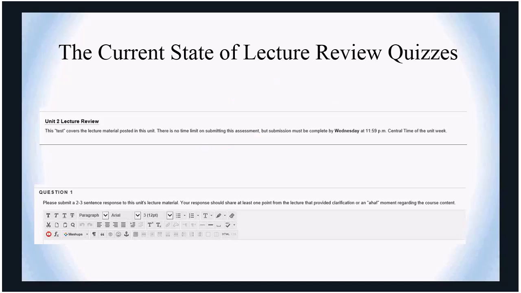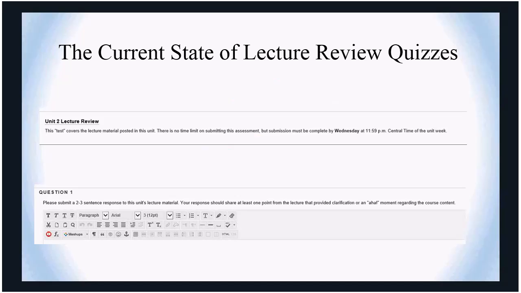All of you have probably seen this text come up in every unit of your course when it's loaded in. And it basically says this test covers the lecture material posted in this unit. And that's it. Every unit is the same, and every question on that quiz is the same. Please submit 2-3 sentences on the lecture material.